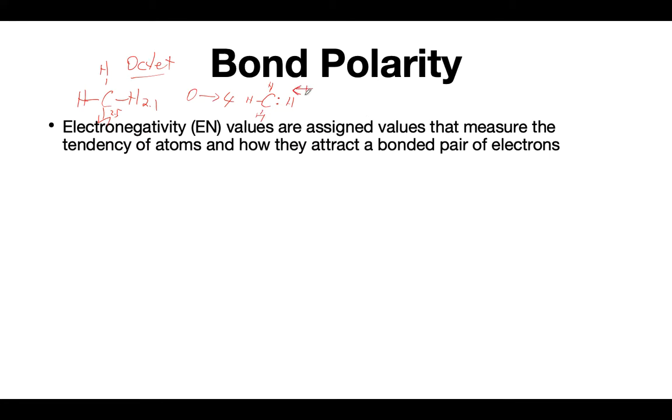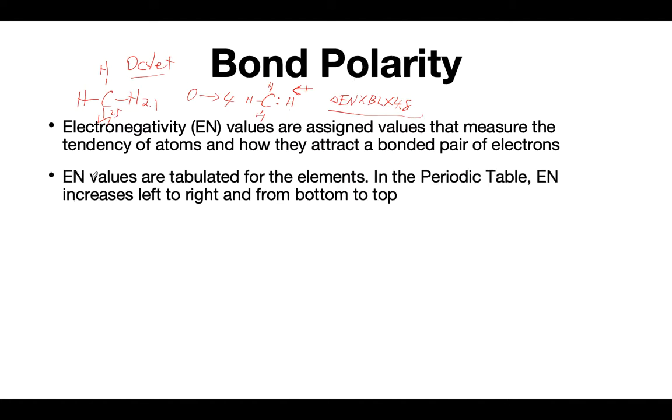The bond dipole you can calculate from the difference of electronegativity, multiplied by the bond length, and then multiplied by a factor, which is 4.8. This way we calculate the polarity of the bond. You can see that the larger the bond length, the larger the bond polarity. And the greater the difference in electronegativity, the more polar the bond will be.